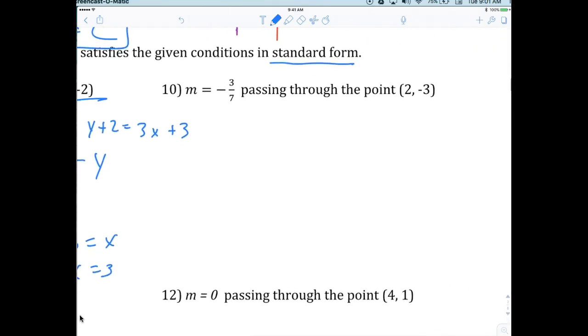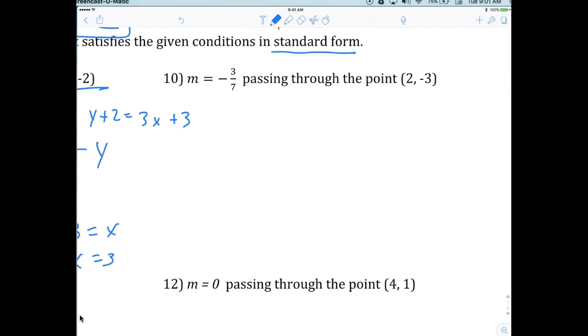Number 10. Here we go. Everybody should put it in point slope first. Putting it in point slope: y plus 3 equals negative 3/7 times x minus 2. Is everybody hearing me? Right? Okay. Now, standard form, right? No fractions. Get rid of the 7. So I do what? Multiply by 7. 7y plus 21 equals negative 3x plus 6.